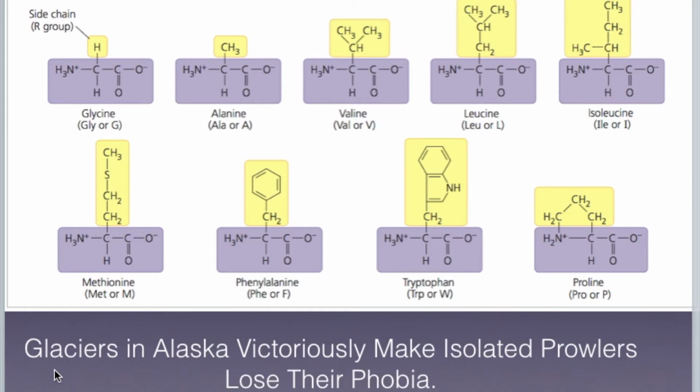So glacier has a G that corresponds with glycine, and then we will have Alaska. So Alaska corresponds to alanine, victoriously, valine, make. So it's methionine. Then isolated. So iso corresponds to isoleucine. Prowlers, proline here. Then leucine, or lose is here. So they are pronounced very similarly.